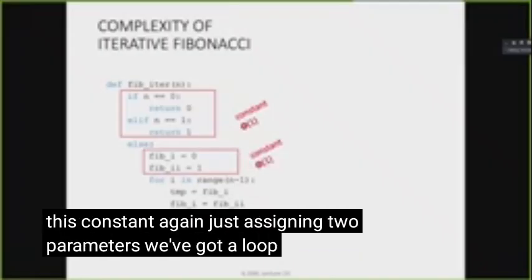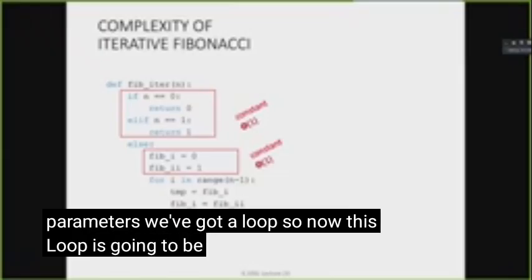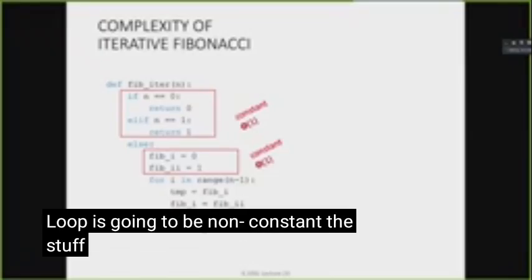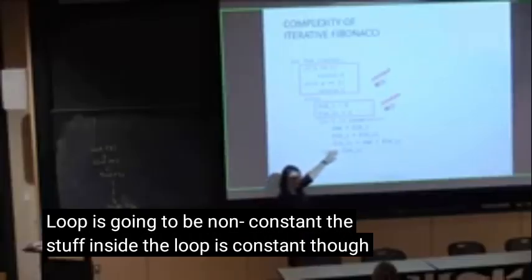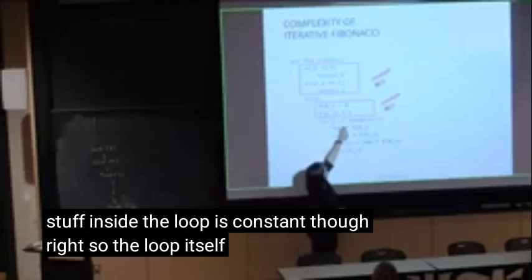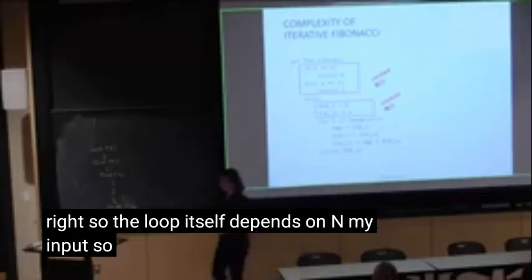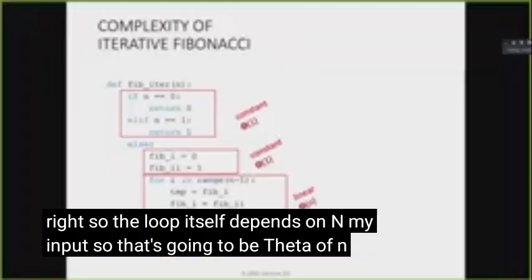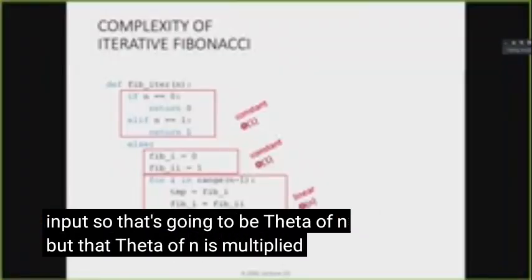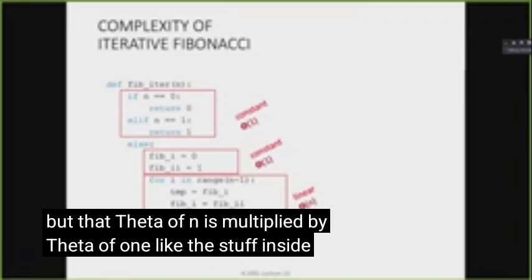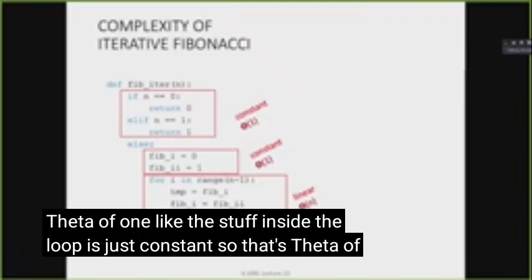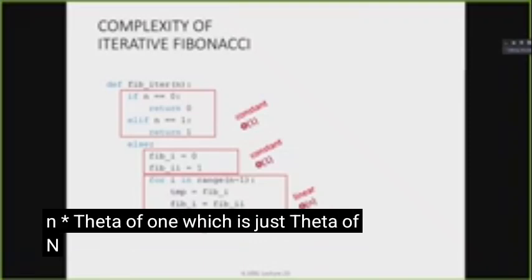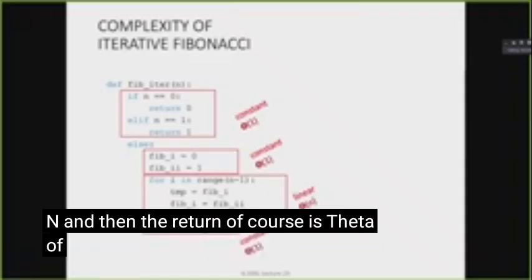We've got a loop. So now this loop is going to be non-constant. The stuff inside the loop is constant, though. So the loop itself depends on n, my input, so that's going to be theta of n. But that theta of n is multiplied by theta of 1, since the stuff inside the loop is just constant. So that's theta of n times theta of 1, which is just theta of n. And then the return, of course, is theta of 1.